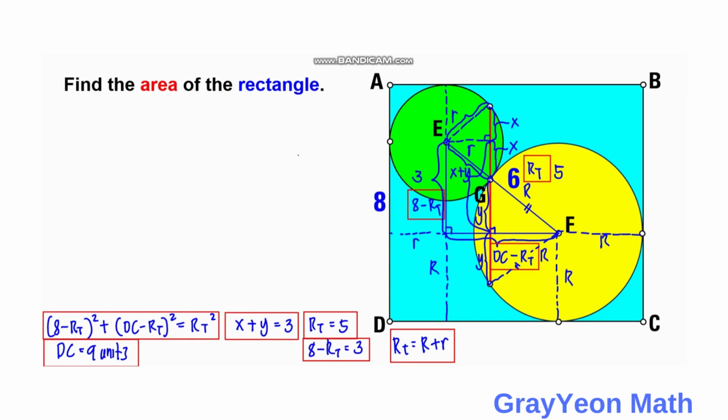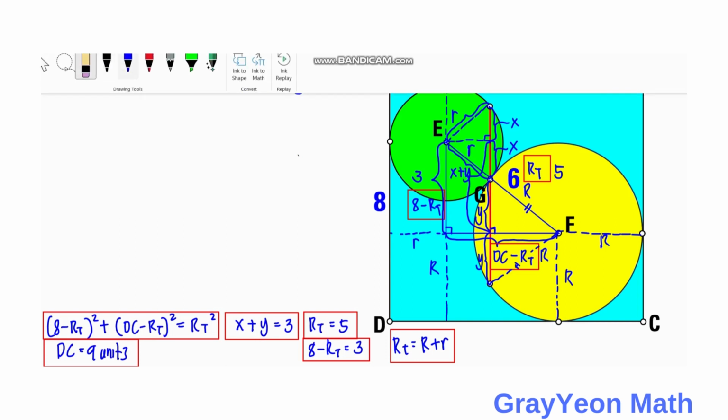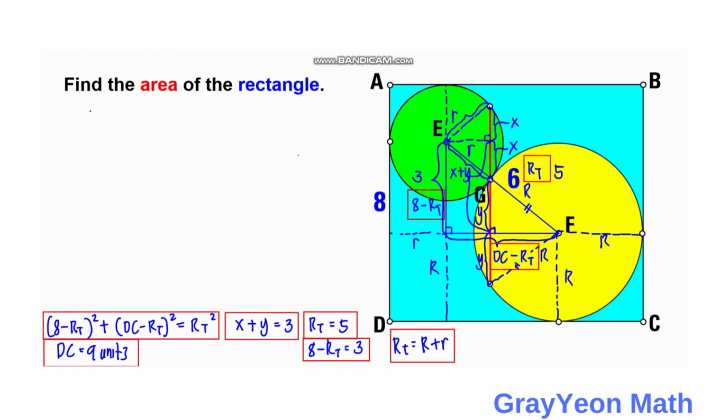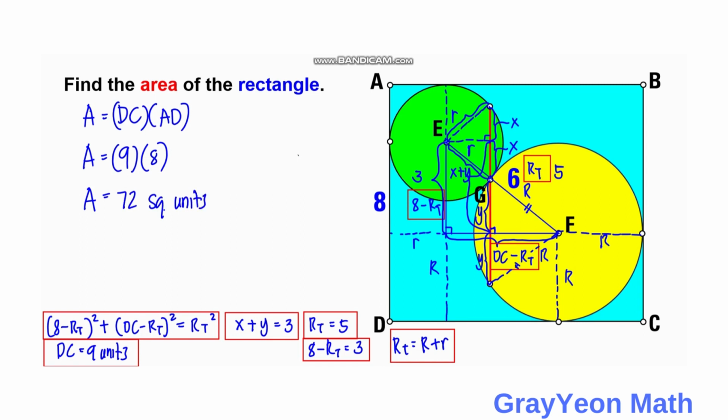Okay, so now that we got the length of this rectangle, and the width is given, we can say that the area is equal to the length, which is DC, and the width, which is AD. So area is equal to DC is 9 and AD is 8. So the area, simply 9 times 8, is equal to 72 square units. And that is our answer.